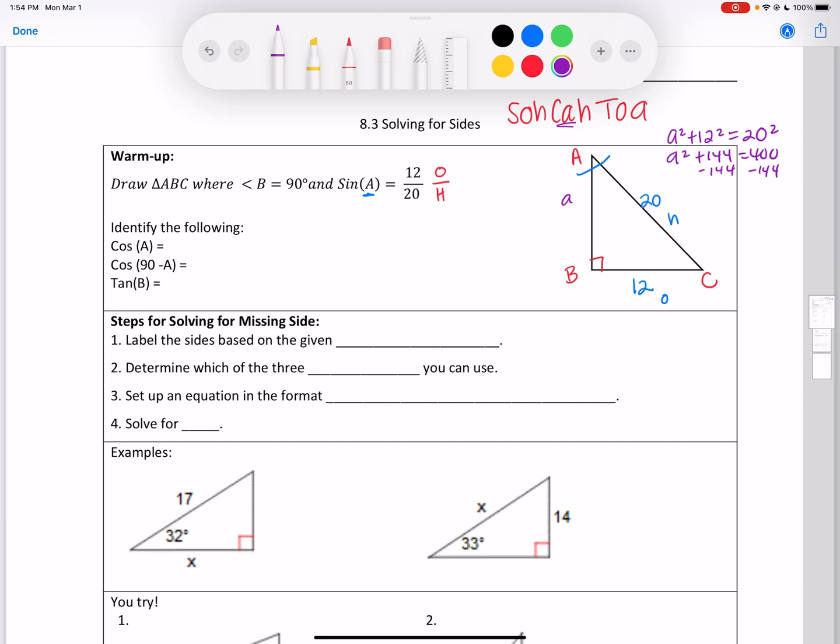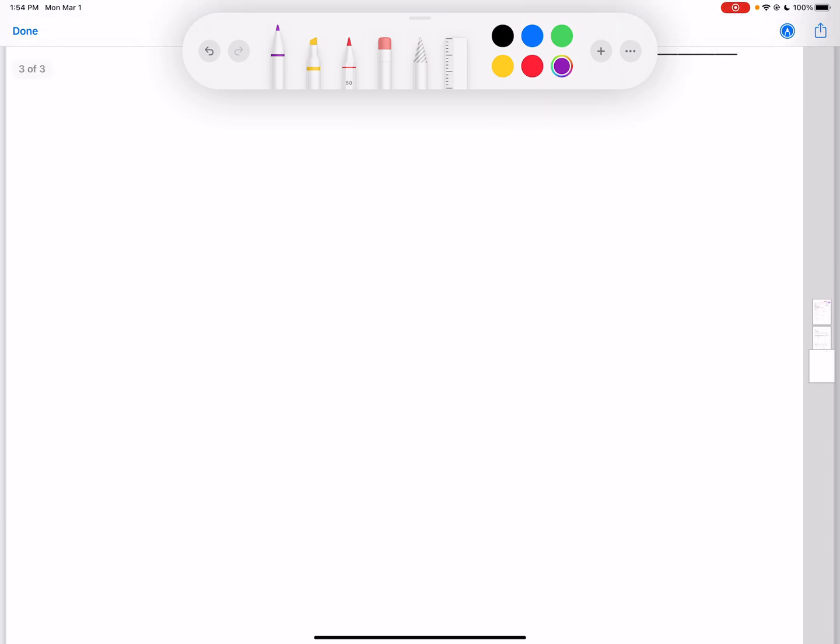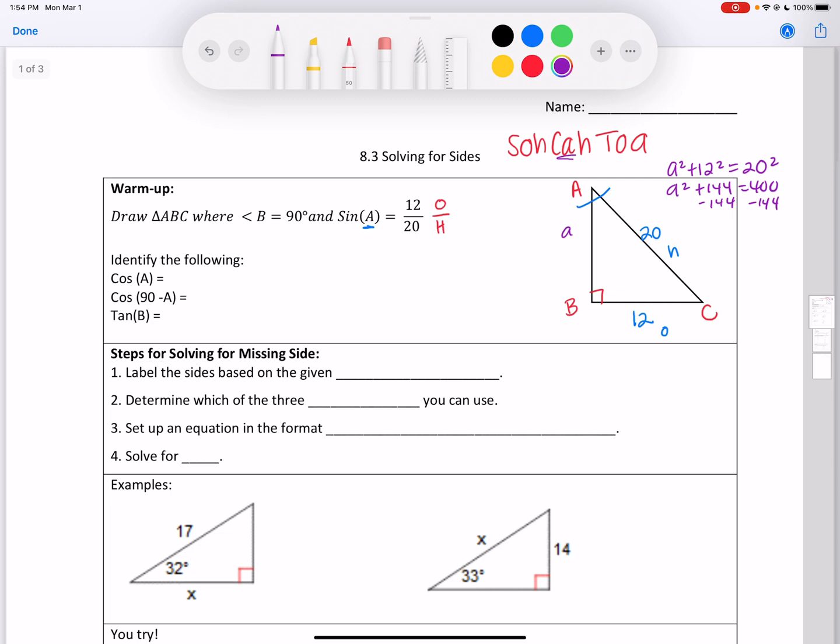400 minus 144 is 256. A squared equals 256. Take the square root of that value, and the square root of 256 is 16. So A equals 16. So the adjacent side is 16. So the cosine of A is 16 over 20. And you always want to make sure that you can reduce that fraction as much as possible. So 16 over 20 is 4 over 5.